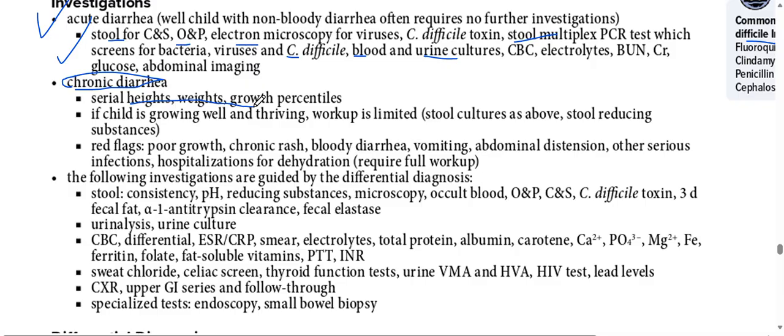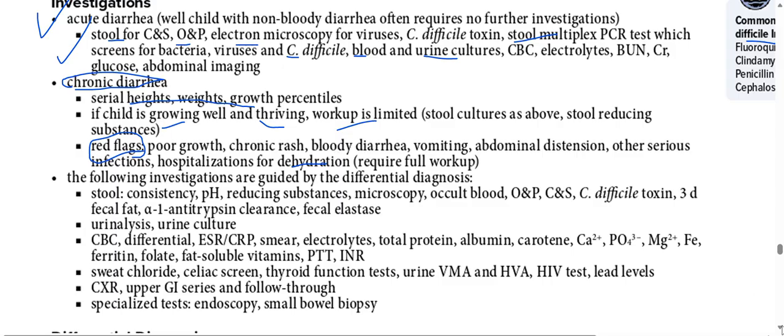If the child is growing well and thriving, the workup is limited: stool cultures as above, stool reducing substance. So we don't have to do so many investigations. But keep in mind the red flags: the child is not growing well, there is rash, blood in the stool, vomiting, abdominal distension, frequent hospitalizations for dehydration. We need to do the full blood workup.